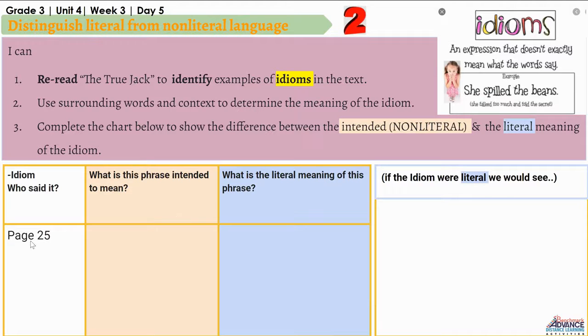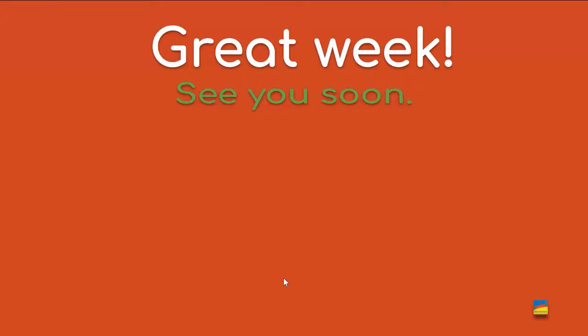As you can see on the chart, I already wrote what page number you need to read. You need to read page 25, and that's where you will find the idiom. Actually, you will find 2 idioms on page 25. Please go ahead, read page 25, then tell me what they meant by the idiom, and also tell me the literal meaning of the phrase, and then insert a picture of what that would look like if the idiom were literal. Once you are done, that is it for today.